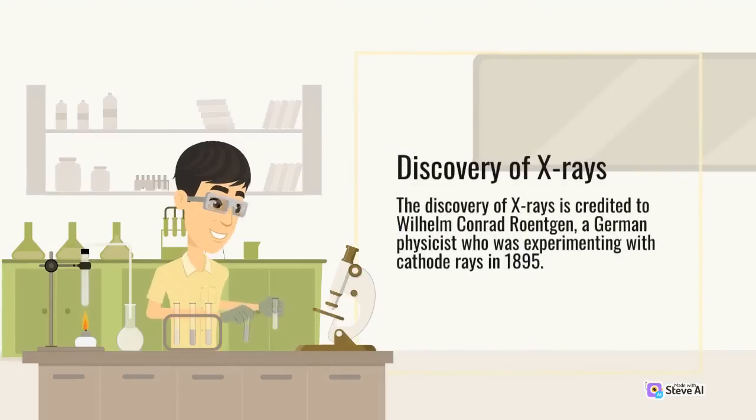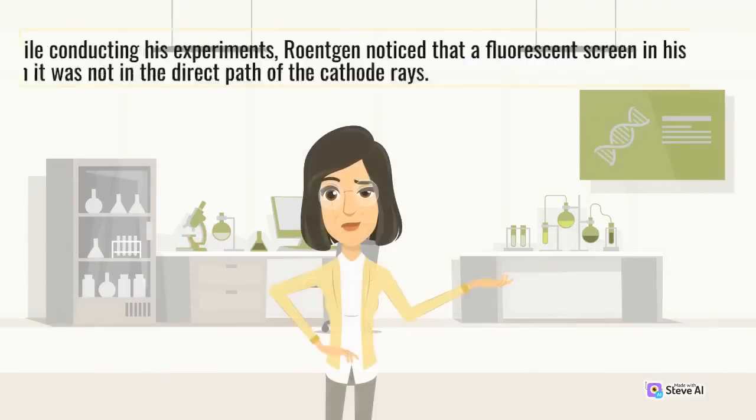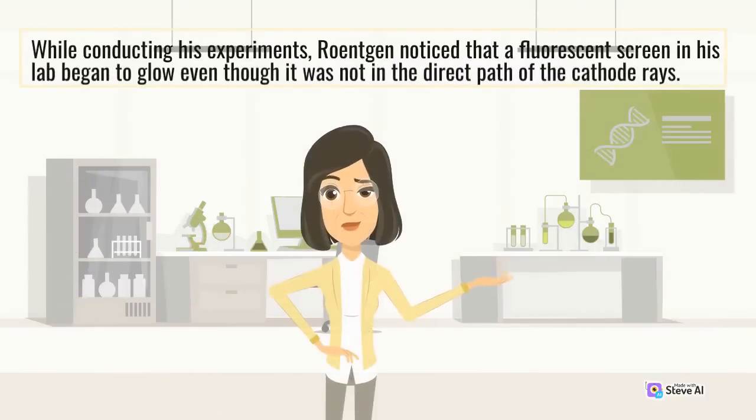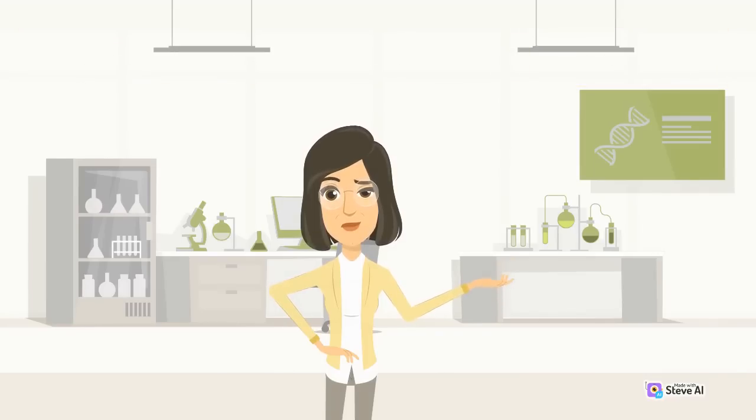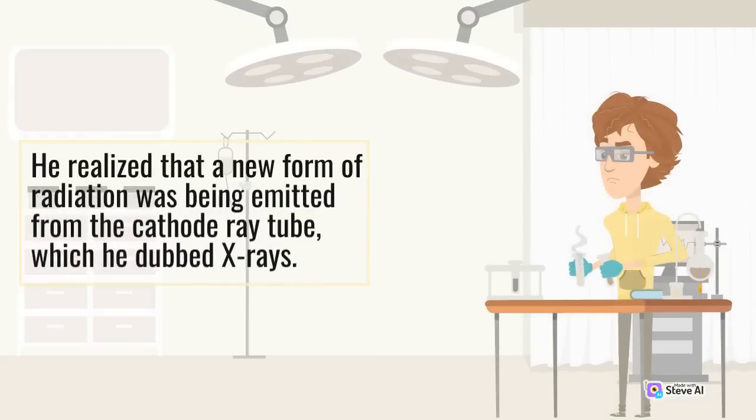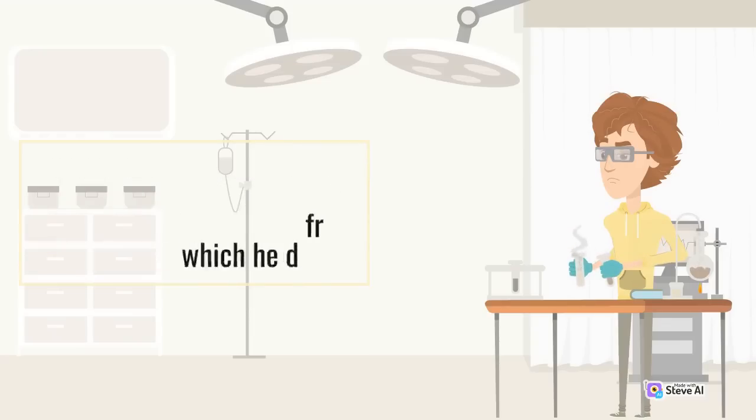Discovery of X-rays. The discovery of X-rays is credited to Wilhelm Conrad Röntgen, a German physicist who was experimenting with cathode rays in 1895. While conducting his experiments, Röntgen noticed that a fluorescent screen in his lab began to glow even though it was not in the direct path of the cathode rays. He realized that a new form of radiation was being emitted from the cathode ray tube, which he dubbed X-rays.